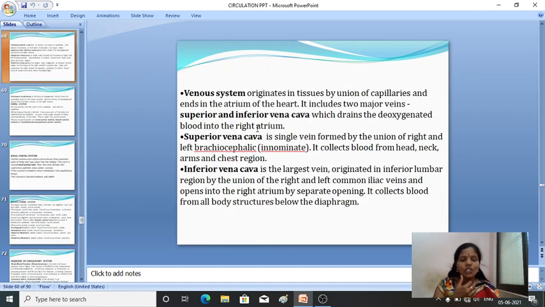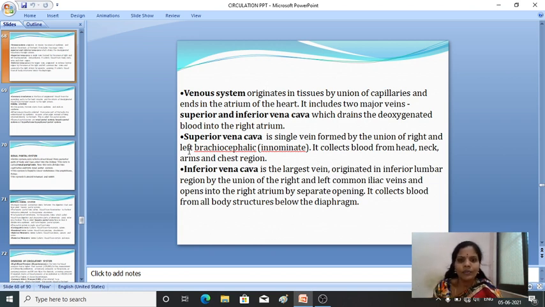Fine. So again here, that is the venous system, and these are a few terms you have to know. What do you mean by venous system? The venous system originates in the tissues by the union of capillaries and ends in the atrium of the heart, and it includes two major veins: the superior vena cava and the inferior vena cava. We'll see one by one what their functions are.